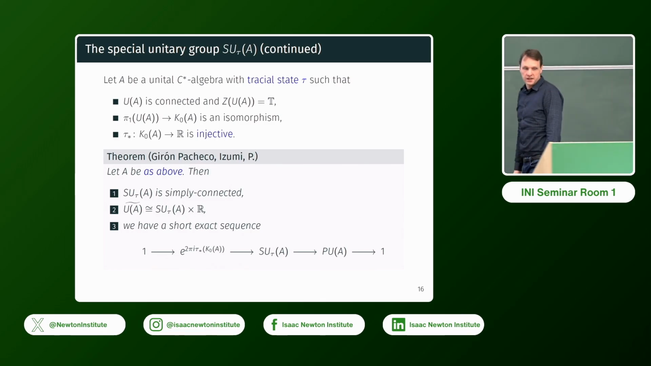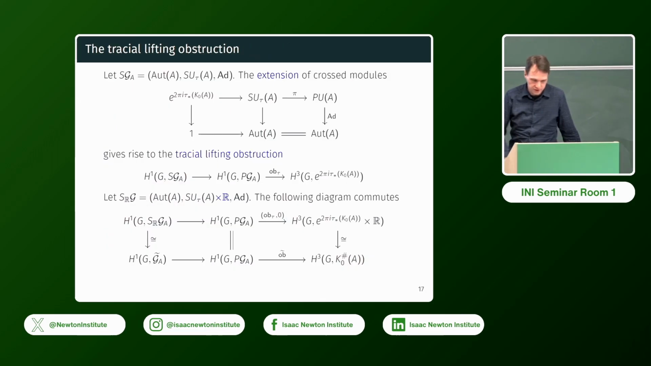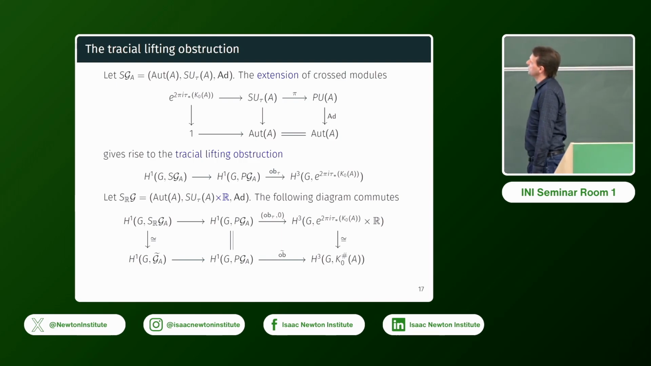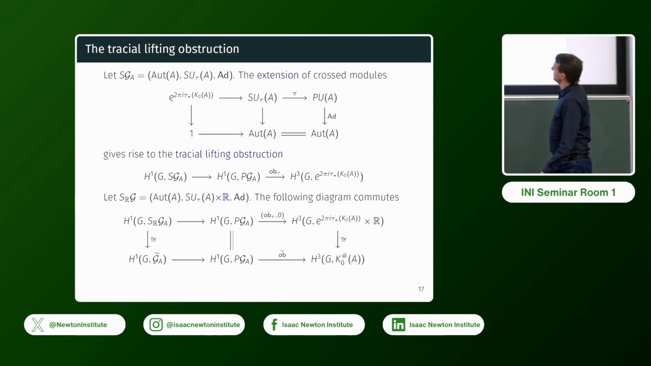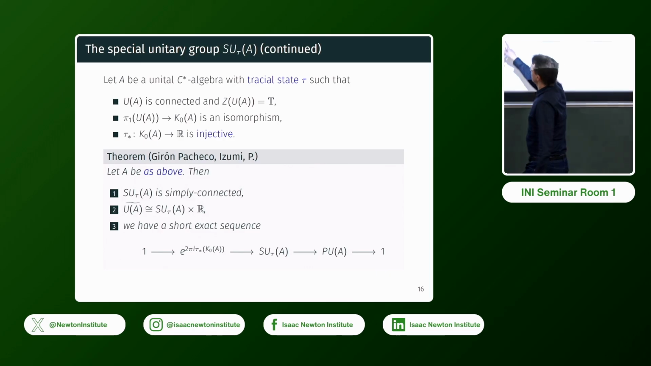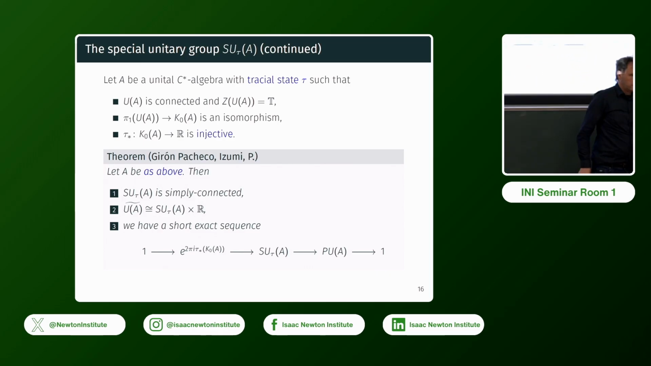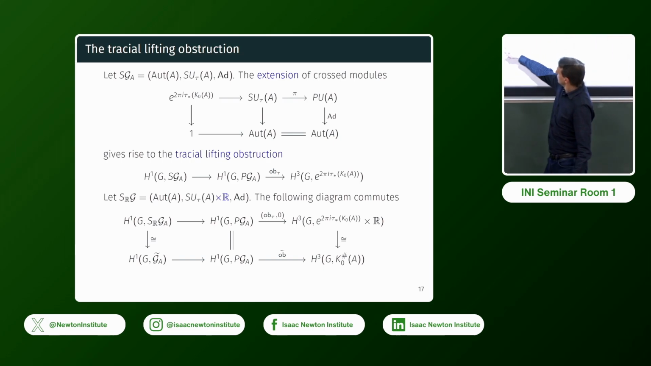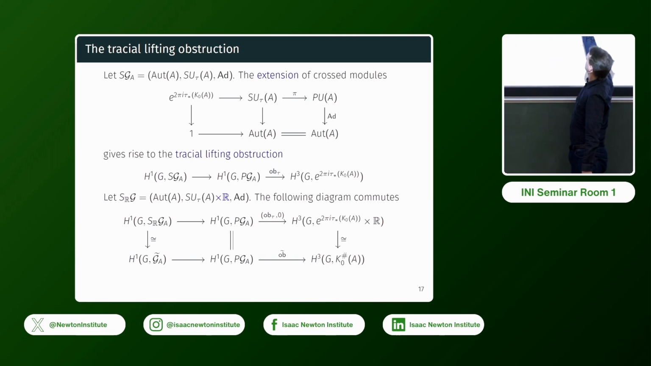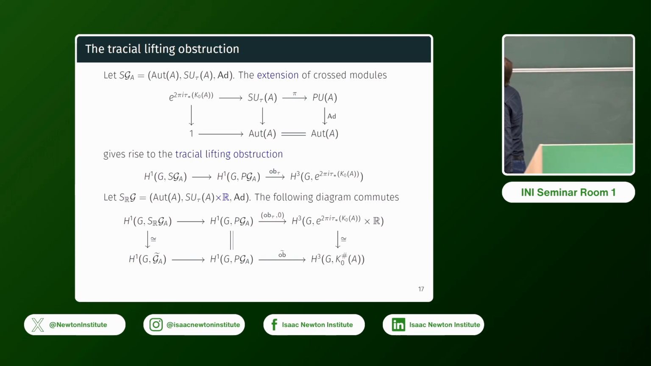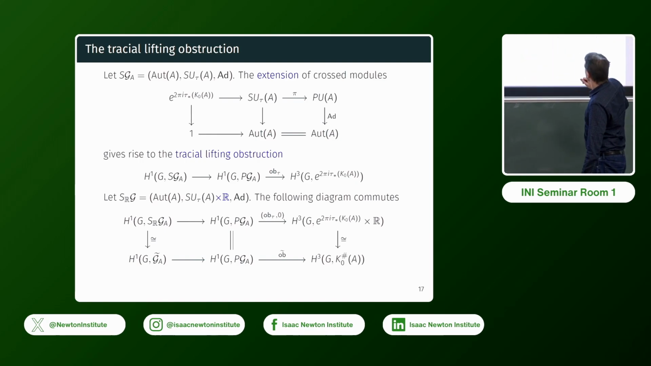Okay, but that gives you another short exact sequence of cross modules, so you get another invariant. So you get a tracial lifting obstruction from this, and you can actually relate the two using this second statement here, right? So we had one cross module coming from the universal cover of the unitary group, which is now homeomorphic in this case to this. So I can relate the two exact sequences, and one can recover results that were known before from this.